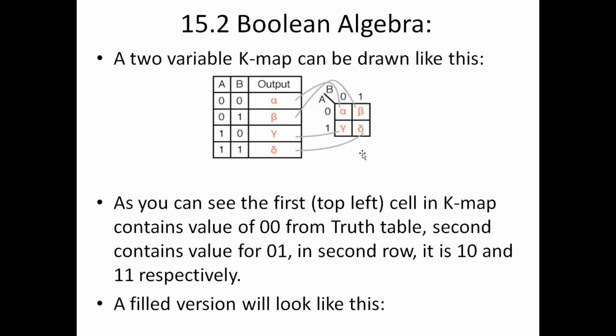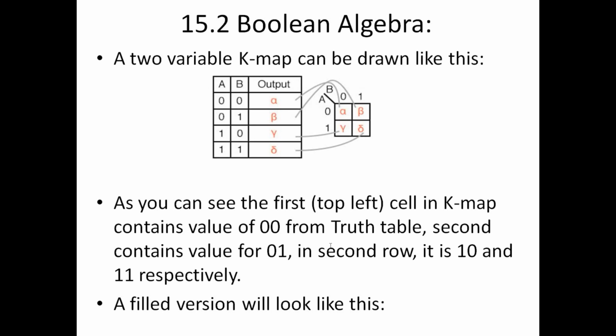As you can see, the top left corner contains the value of 0 0 from the truth table. Basically these two, this is 0 0. So the output of 0 0 is alpha. We write it over there. The next one is 1 0. Sorry, the next one is 0 1 because A is written down. So 0 1, that row is over there. 1 0 is over here and 1 1 is over here.